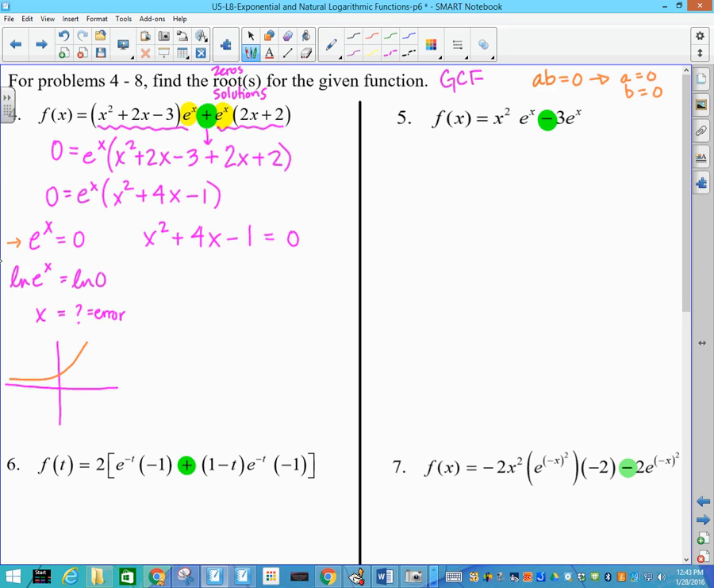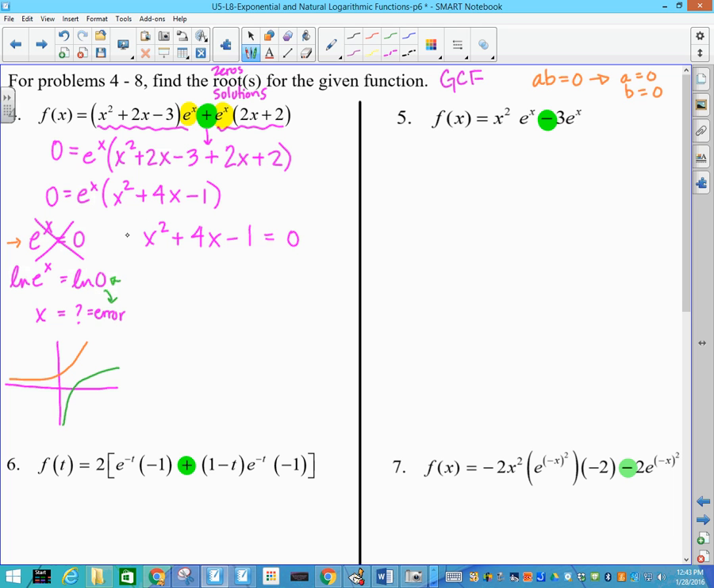If you want to look at this one, why can't I take the ln of 0? Why did my calculator tell me it was error? It is because our log function looks like this. And remember that our domain is 0 to infinity, but it doesn't include 0, so you can't take the log of 0. So either way, what's most important, if you get an exponential function equal to 0, not possible, so you get to throw that one out.